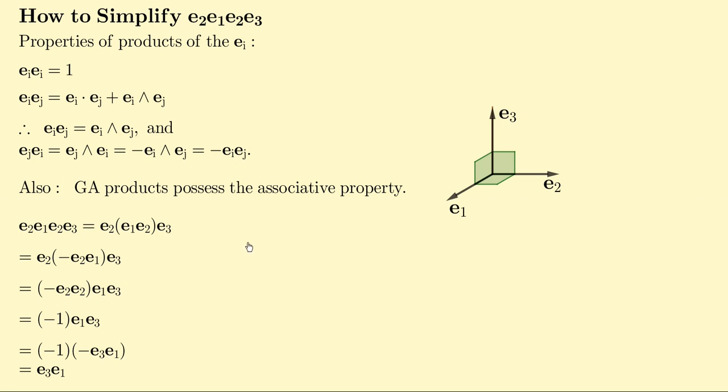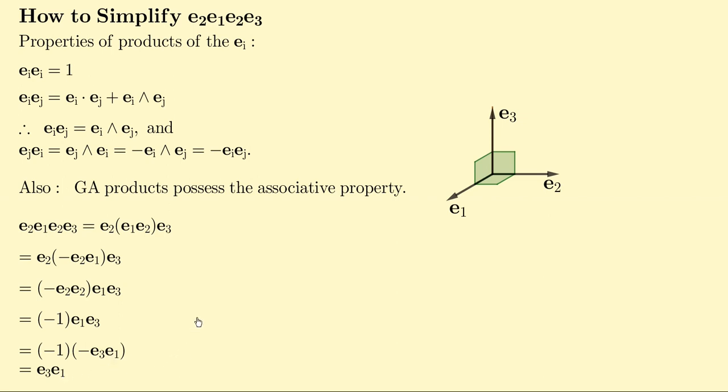Also, geometric algebra is an associative algebra, so geometric algebra products possess the associative property, and that's the first property we'll make use of in our simplification. So we'll associate E1 and E2, then reverse their order to get negative E2, E1. Next, we'll associate the E2s to get the negative of E2 with itself, giving negative 1. Now we'll associate E1 and E3 and reverse their order, so we change the sign. So we'll end up with E2, E1, E2, E3 gives E3, E1.